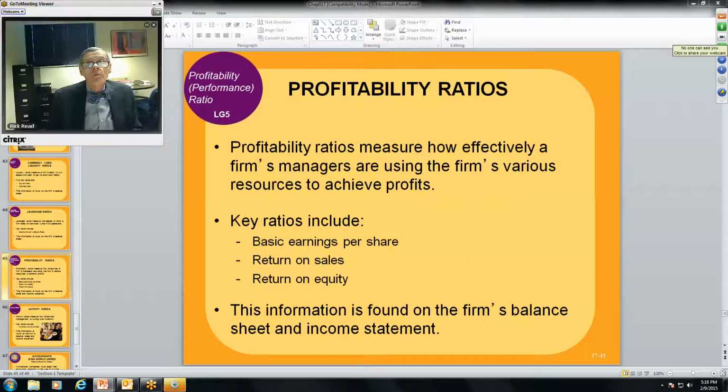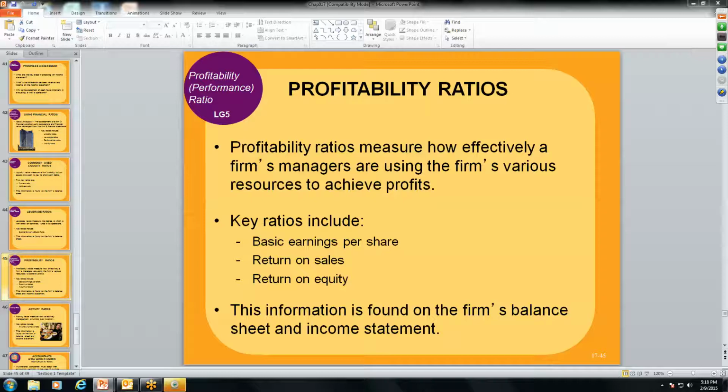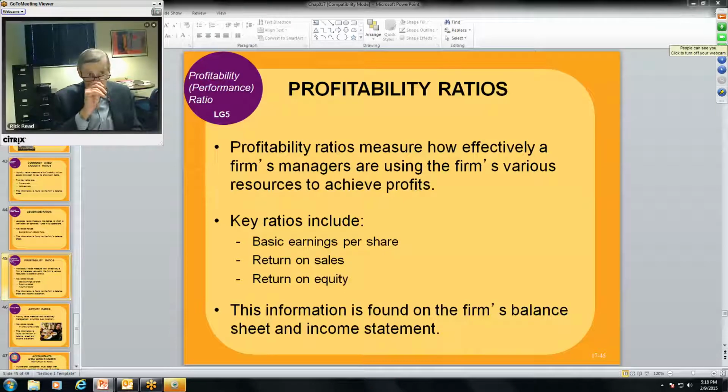Profitability ratio. That should be pretty easy for us to figure out just with the words that are there. How effectively we're using the various resources that we have to earn a profit. And here we use basic earnings ratio per share, return on sales, then return on equity. Again, found on the balance sheet.